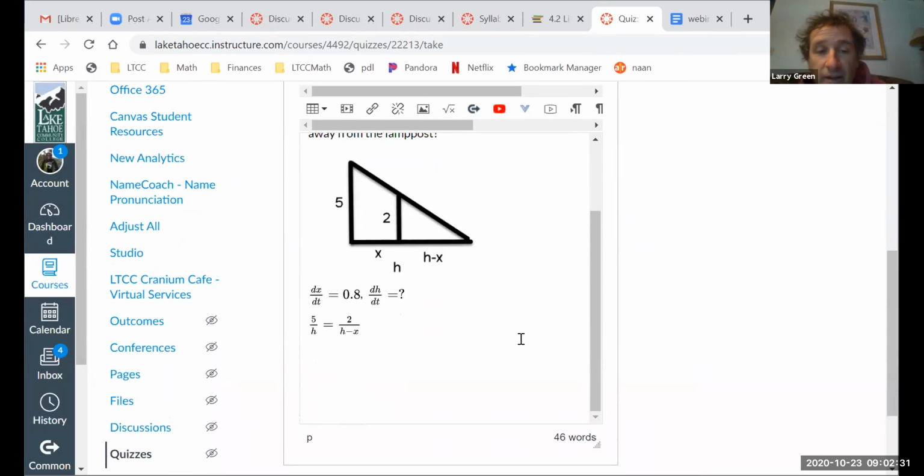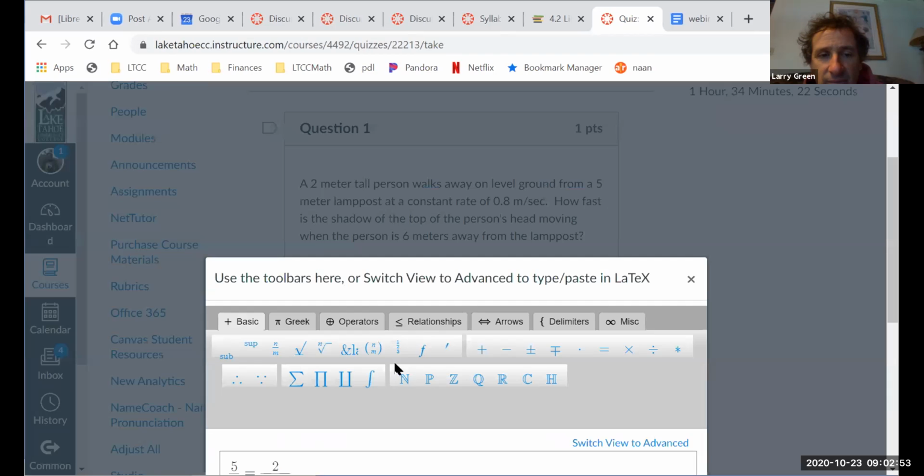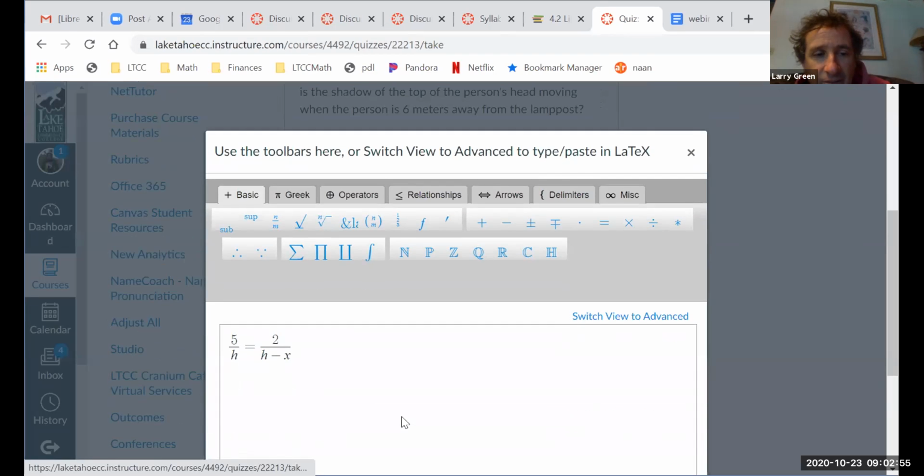Any questions so far? Okay, we could jump to the derivative now, but it's a lot easier to do a little cross multiplying first and just say 5 times h minus x equals 2h. So I'm going to put that in here. Then I have to work with these fractions.